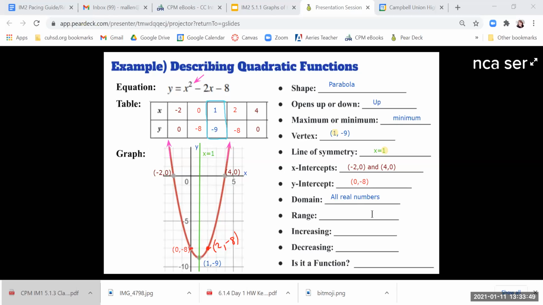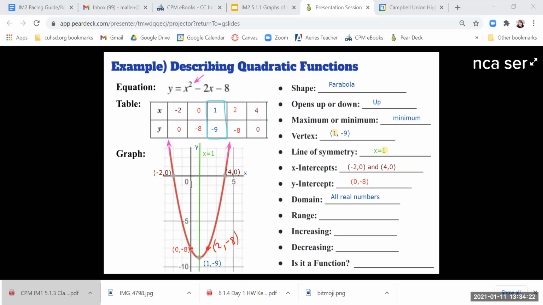There's no boundaries on this, but the range is different. The y values that are being used are different. No matter what I plug in for x, something happens to y that's unique to y in this situation. If I plug in -2, I'm going to get out a 0. If I plug in +4, I'm going to get out a 0. There's balance here.